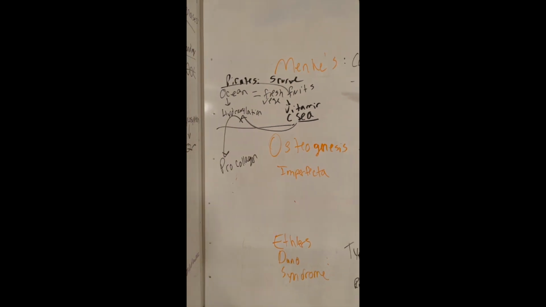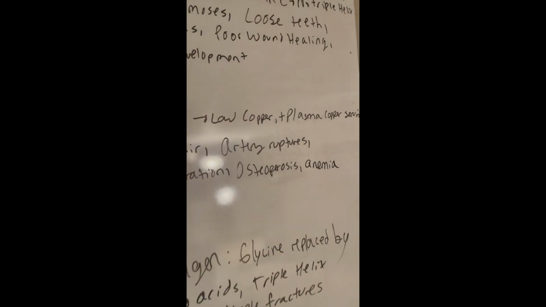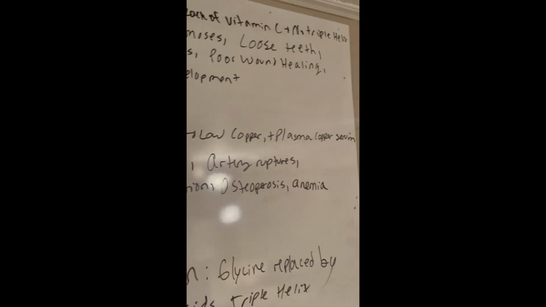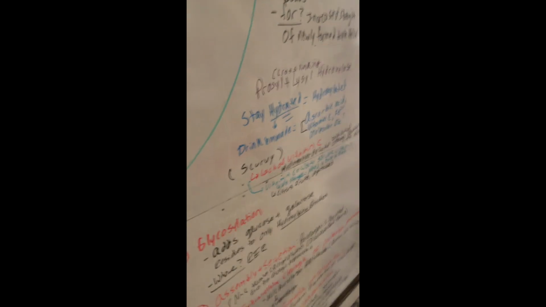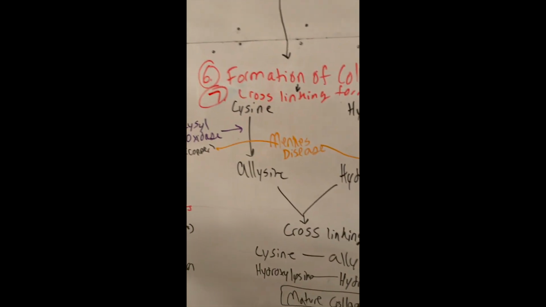Okay. The last one I want to talk about is Menkes, right? Menkes is a copper deficiency. So you have low copper and you have low serum copper, like a copper serum. Plasma copper serum, I'm sorry. This is depigmented hair, artery ruptures, cerebral degeneration, osteoporosis, and anemia. So where would you find this? You would find this down here. This step, right? Menkes. Down over here.